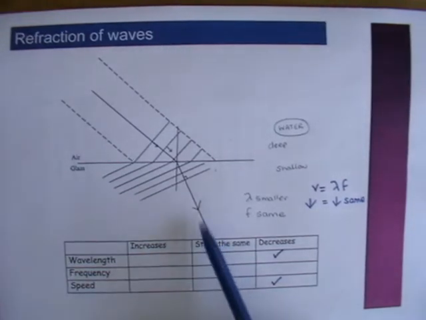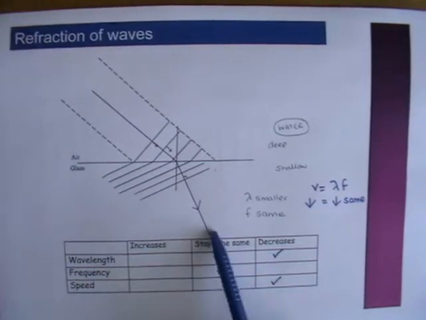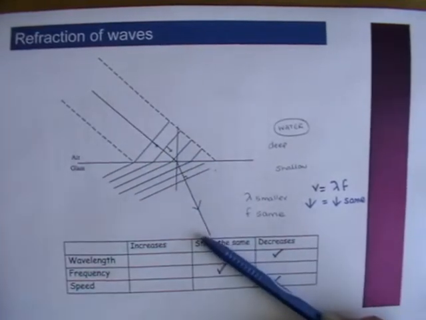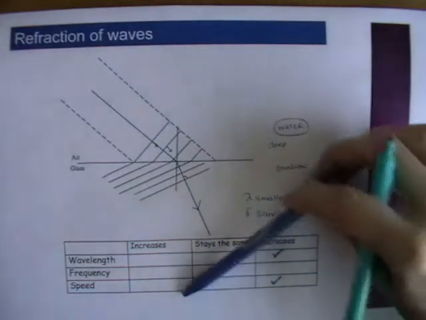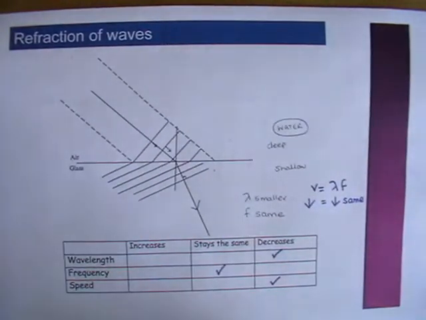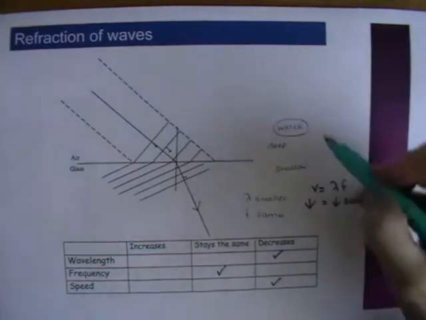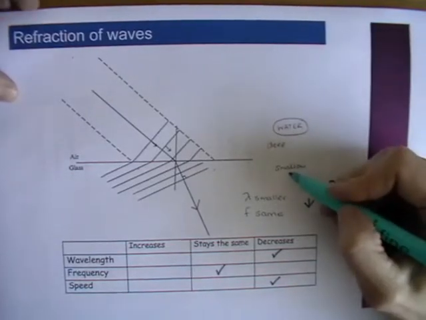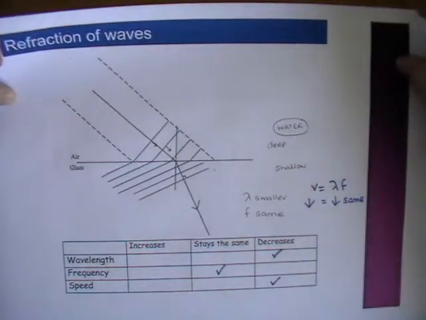If the waves were moving out of the glass, then you would have this similar thing again. You would have your waves bending away from the normal. Your wavefronts would be a further distance apart, and therefore the wavelength would be increasing, the speed would be increasing, but the frequency again would be staying the same. So this is the same effect if you have waves moving from deep into shallow water. It's got exactly the same effect there.